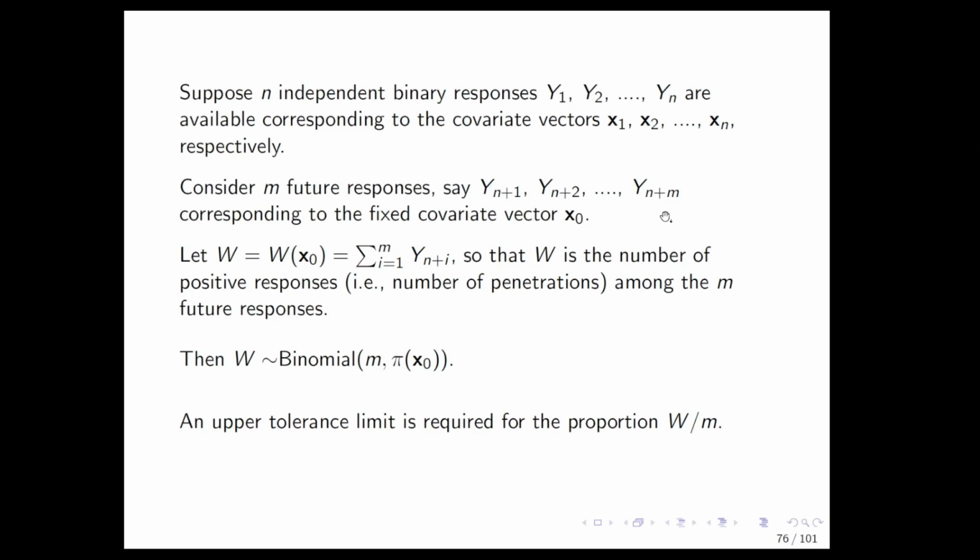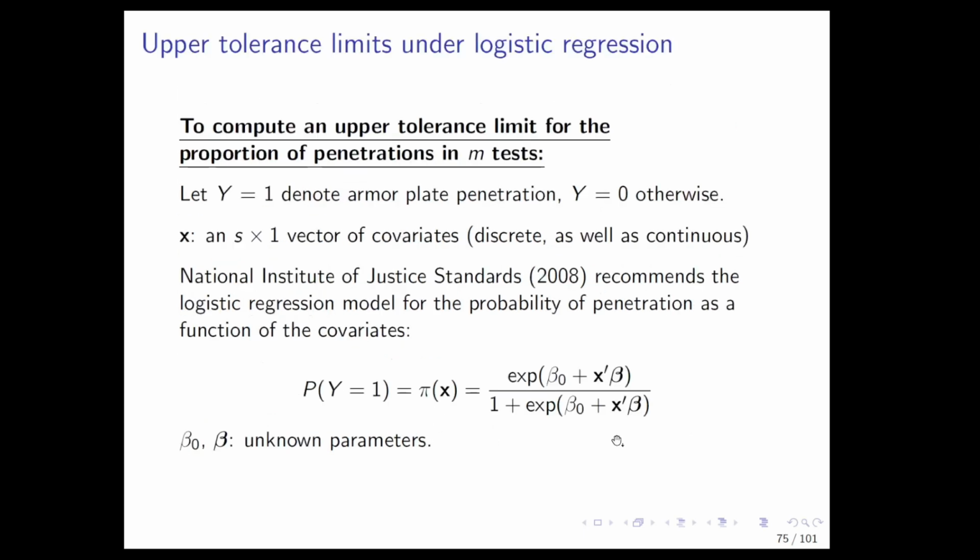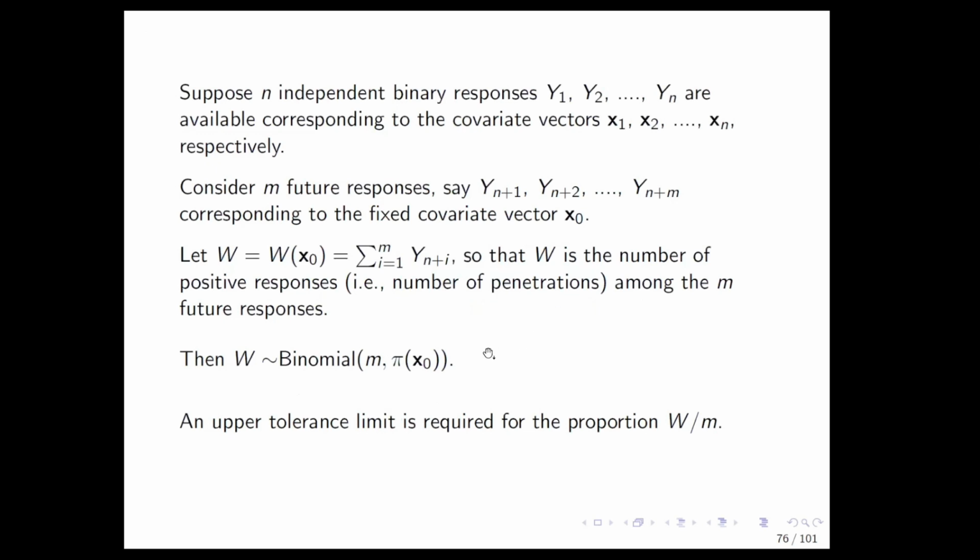Then the number of penetrations will be the sum of these quantities, because each is either 0 or 1. 1 will correspond to penetration. So add them up, call that W. The distribution will depend on x_0, the covariate. So W will be binomial with m, because m future responses, and the probability of penetration will be pi(x_0). So here is pi(x), the logistic. So pi(x_0) is the probability of penetration as a function of the fixed covariate vector x_0.